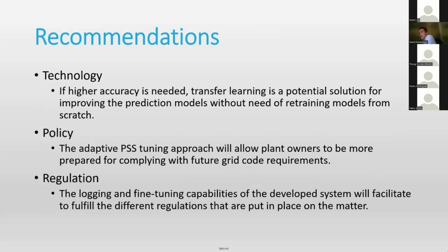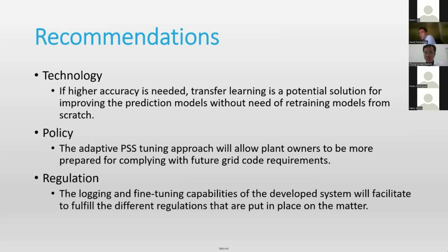So some recommendations with respect to technology: in case that higher levels of accuracy were required or needed, we anticipated that transfer learning would be a potential solution for improving the prediction models without needing to go back and retrain the models from scratch from the very beginning.